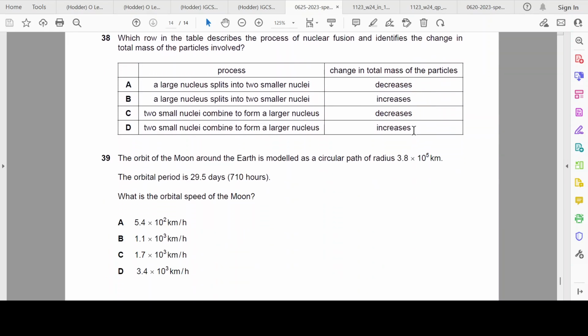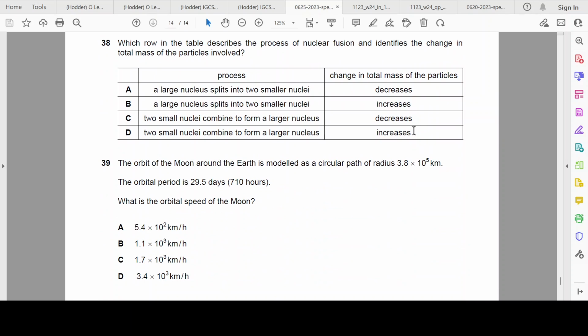Almost done. Question 38. Which row in the table describes the process of nuclear fusion and identifies the change in the total mass of the particles involved?